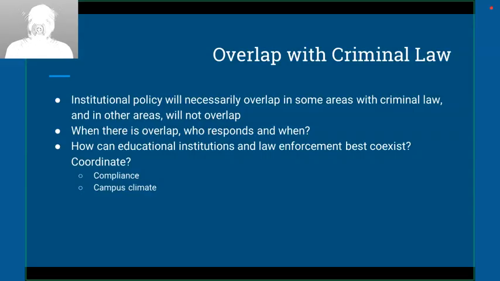Should law enforcement be reporting to the Title IX coordinator or Title IX office, whatever structure may be at the institution, when they learn of something that may or may not be a crime and might also be a policy violation? Are they expecting the agencies and offices to work together? And that campus climate is also an answer to the question of why schools don't just report to the police.